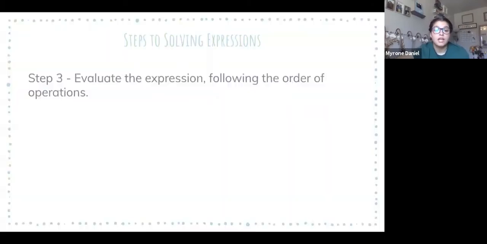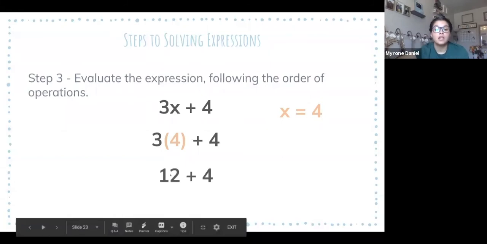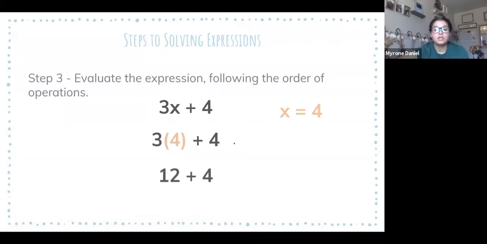Step 3 is evaluate the expression following the order of operations. So this is our expression. We have 3x plus 4. We substituted the x with the 4, and so that's 3 times 4 plus 4. And then we're doing our order of operations. We are doing, please excuse my dear Aunt Sally, we have parentheses, but there's nothing inside the parentheses but the 4. So we're going to skip the parentheses. We don't have any exponents, but we do have multiplication. So 3 times 4 is 12, so that's our first step in our expression. Do we have any other multiplication or division in this expression? No, so we stop there.